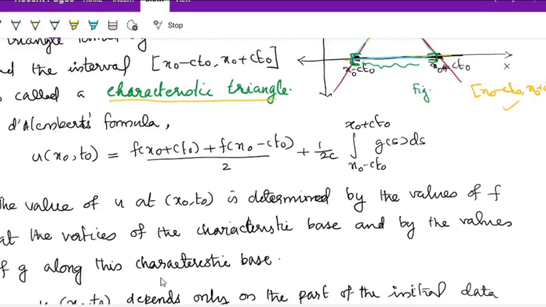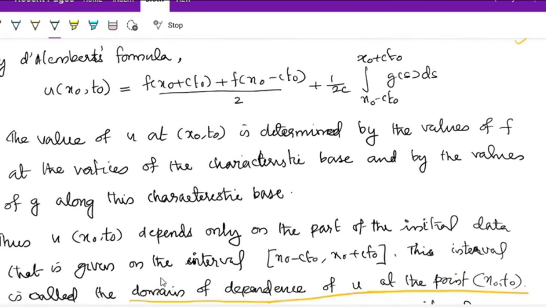So this interval, the set of all points in this interval, is known as the domain of dependence of u at the point x naught, t naught. Domain of dependence of u at the point x naught, t naught. Okay.